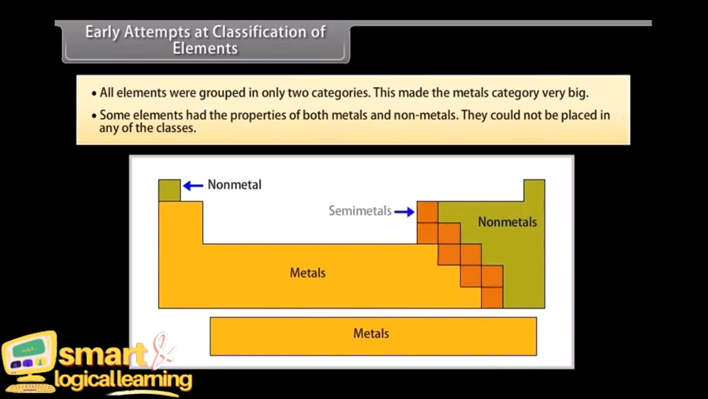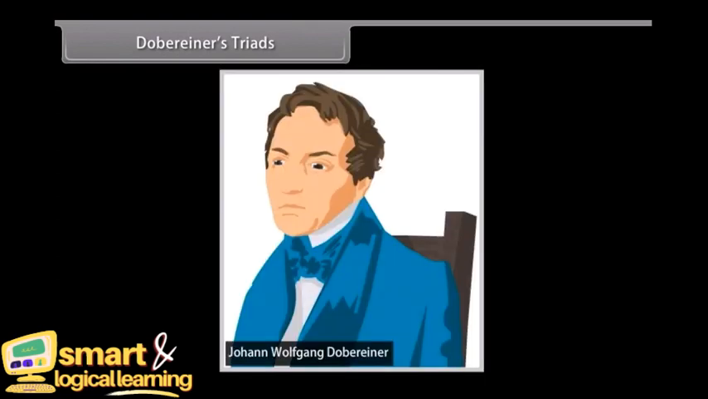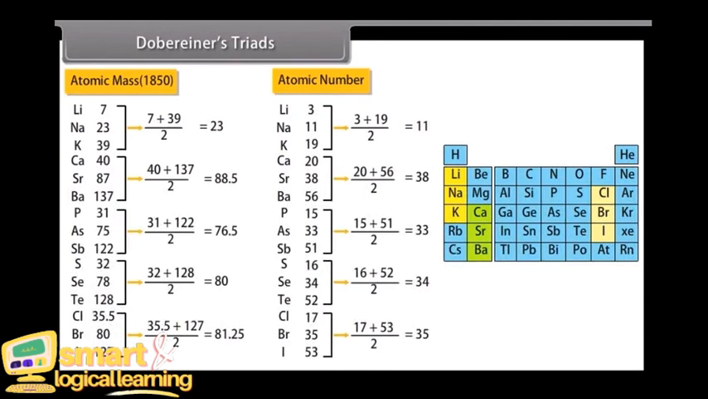This increased the need to identify some kind of pattern or regularity in the properties of the elements and then classify them. Dobereiner's triads. In 1829, Dobereiner, a German scientist, made groups of 3 elements, each based on their properties. He named them triads. He observed that the atomic mass of the middle element of a triad was equal to the arithmetic mean of the atomic masses of the other 2 elements.